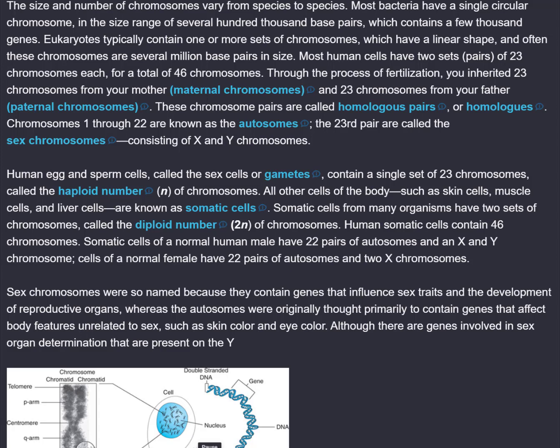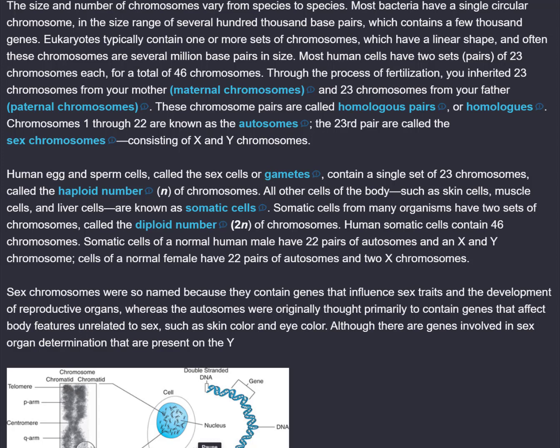Most bacteria have a single circular chromosome, in the size range of several 100,000 base pairs, which contains a few thousand genes. Eukaryotes typically contain one or more sets of chromosomes, which have a linear shape, and often these chromosomes are several million base pairs in size. Most human cells have two sets, or pairs, of 23 chromosomes each, for a total of 46 chromosomes.